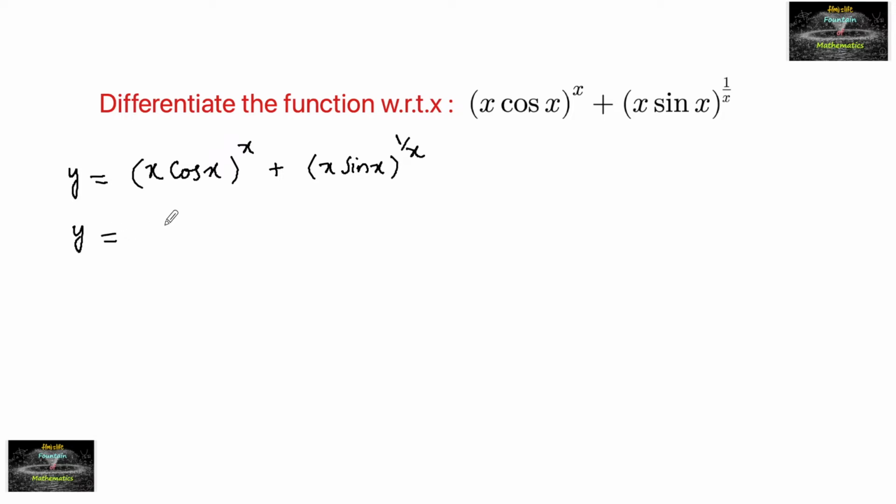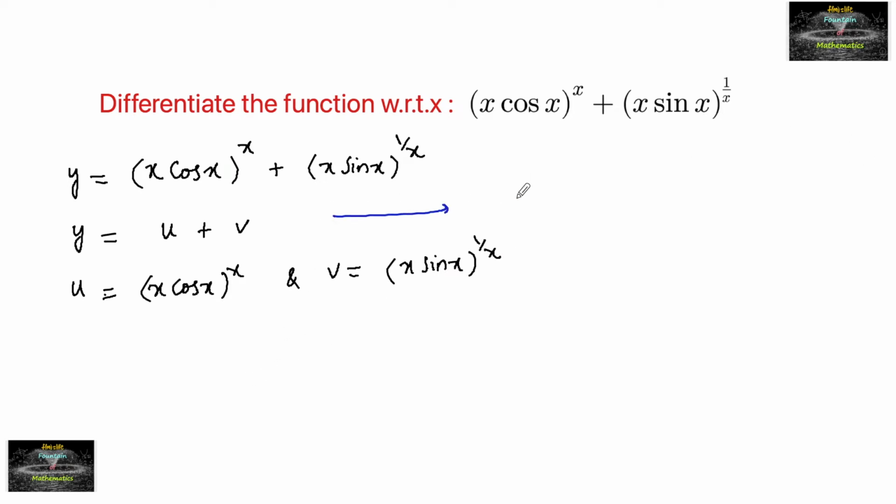So y is equal to u plus v, where u is nothing but (x cos x) to the power of x, and v is equal to (x sin x) to the power 1 upon x. So that we'll have dy by dx is equal to du by dx plus dv by dx. If you do separate differentiation of u and v and then add, you will get the answer.